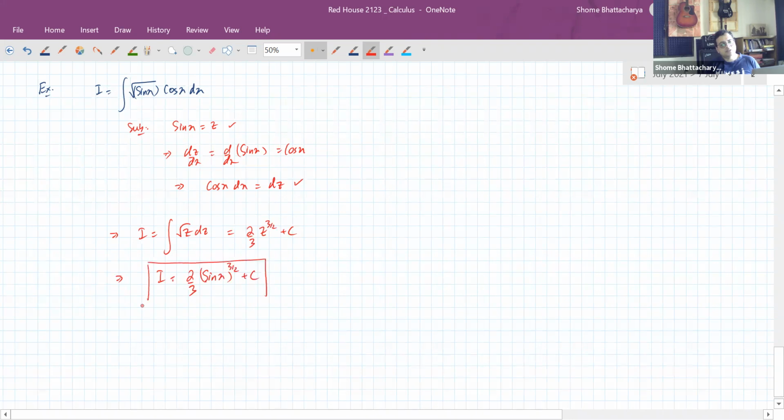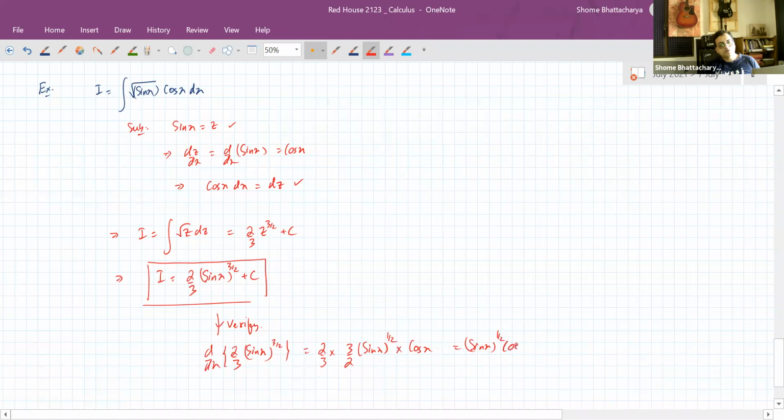And now we can always verify this by differentiating the antiderivative. So if you differentiate 2 by 3 sin x to the power 3 by 2, you'll take the constant 2 by 3 outside, then differentiate this by chain rule, so it will become something to the power 3 by 2. So it's that same thing into 3 by 2 to the power half into differentiation of sin x, which is cos x. So you can see that this is sin x to the power half into cos x, or root sin x into cos x. So it's exactly the reverse of the integration that we did. It's like a reverse process of differentiation by chain rule.